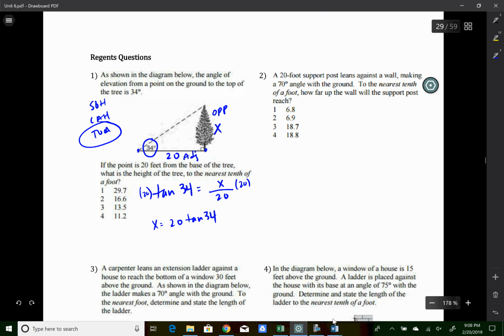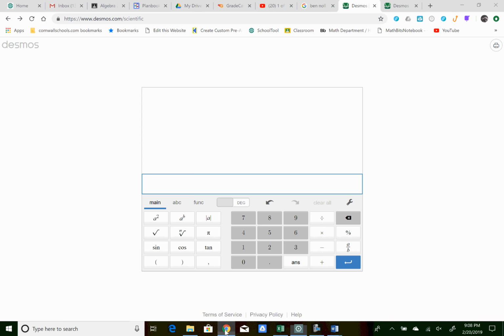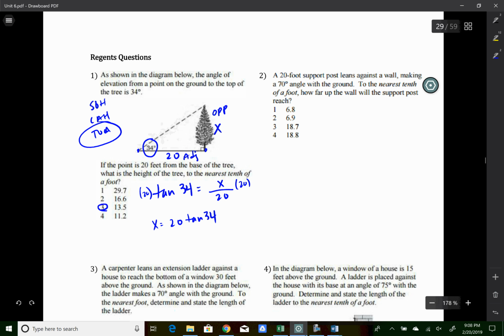If we go to our calculator, 20 tangent of 34, we get about 13 and a half. Choice 3.